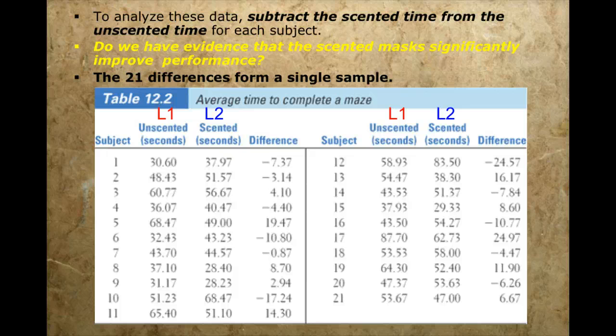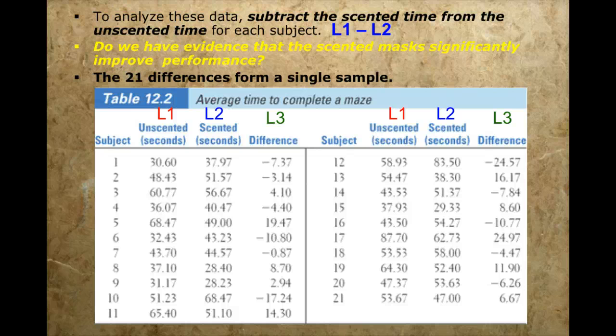And what we're going to do is subtract the scented time from the unscented time. So I'm going to do list 1 minus list 2, and I'm going to store that in list 3. So just like the intervals, we've taken 2 different data sets, 2 paired data sets, and we're combining them into one by finding the difference between them. So the question we're investigating is, do we have evidence that the scented masks significantly improve performance?